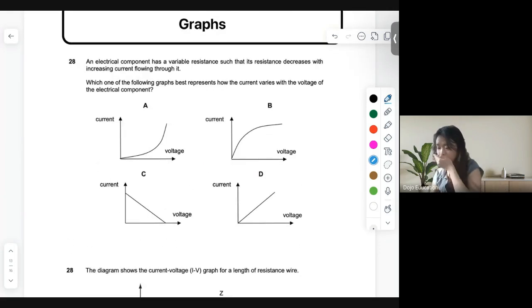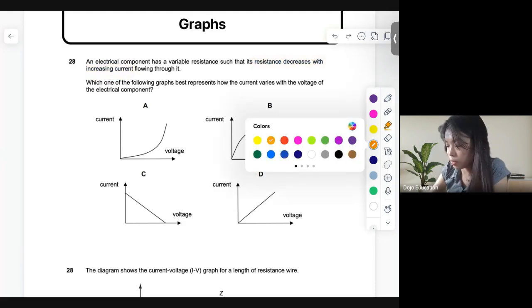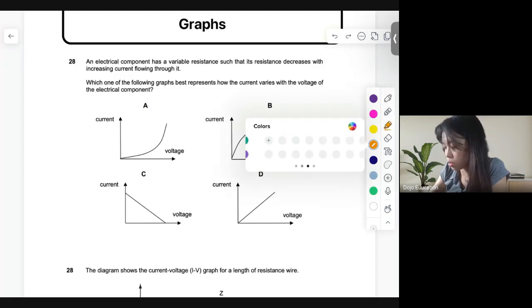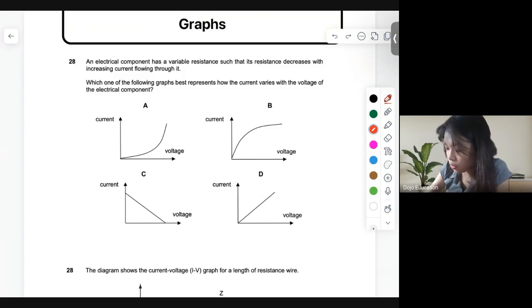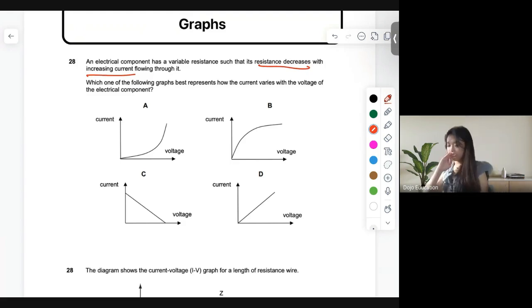This one. So the question says, the resistance decreases with the current flowing through it. Okay, this is the main point. Resistance decreases with increasing current, means there is more current and then there is lesser resistance, right? Okay, resistance decreases with increasing current. Okay, so which one of the graphs represents how the current varies with the voltage of the electrical component?